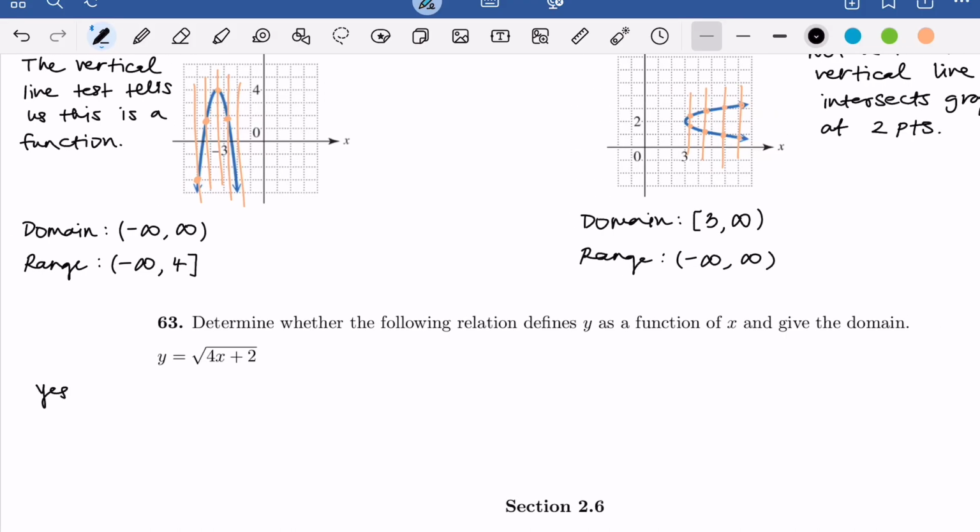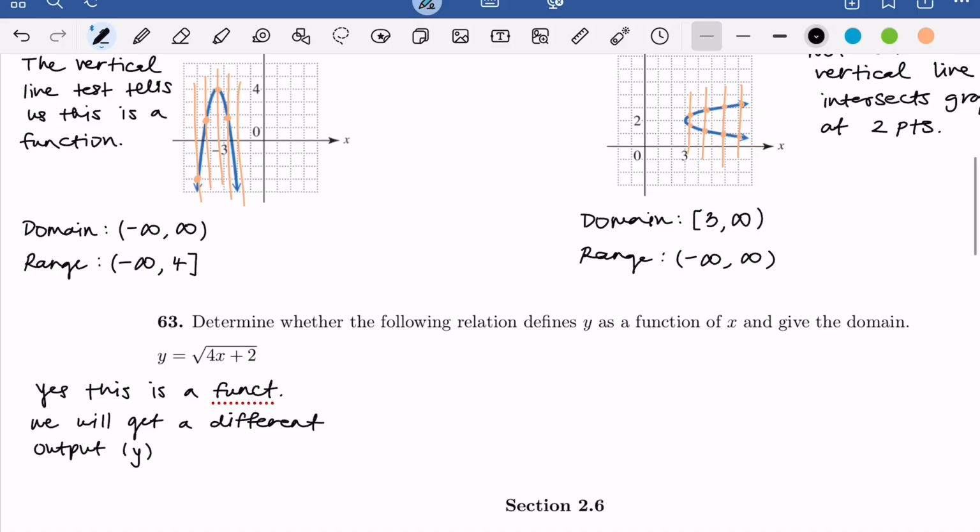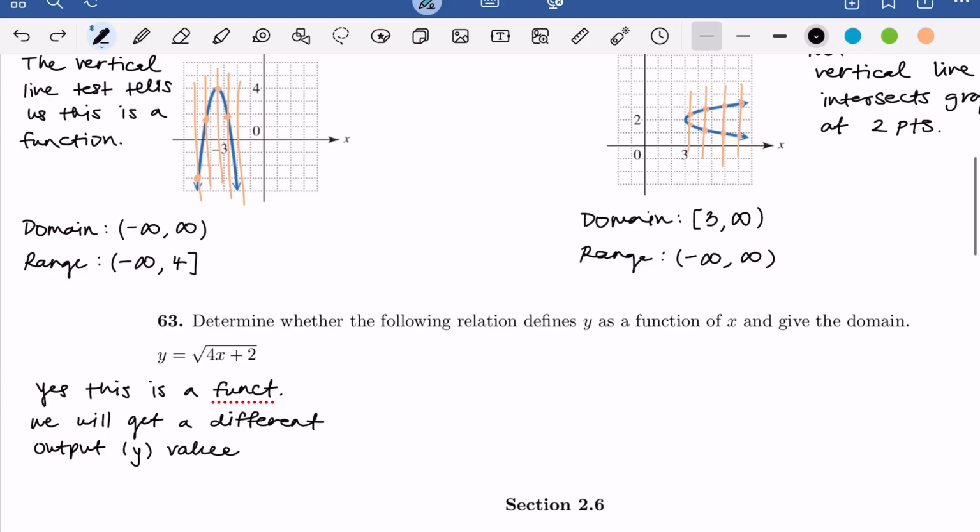We're going to say, yes, this is a function because we're going to get a different output or y value for each input or x value. All right. So that's the first part of this question here.